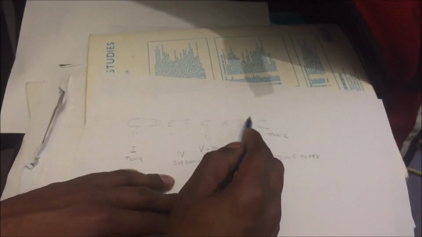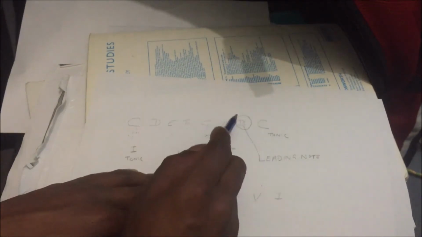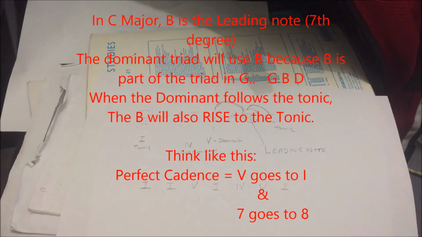Which is why I'm talking about the 7th note. In C major, the 7th note is B. And this note goes with the dominant triad. So you'll see that when you play the dominant triad, when G goes back to C, the B goes up to C. Because this, being part of the dominant, must also go to 1. How does that work?